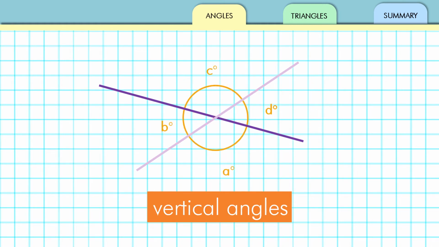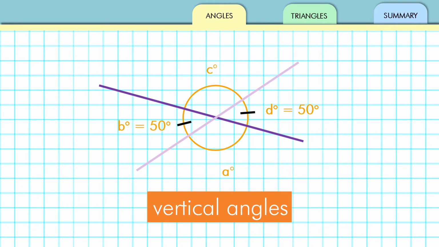For you to better understand this, here's an example. In this figure, angles B and D are vertical angles. That means they both have the same measure. If angle D is equal to 50 degrees, then angle B should also be equal to 50 degrees.